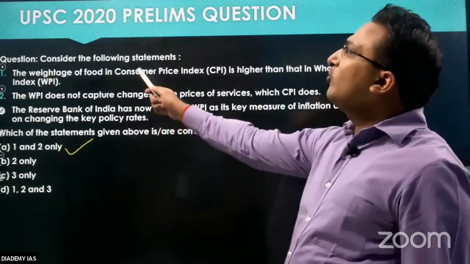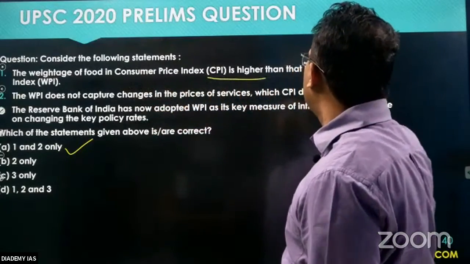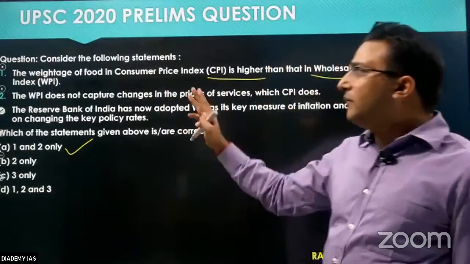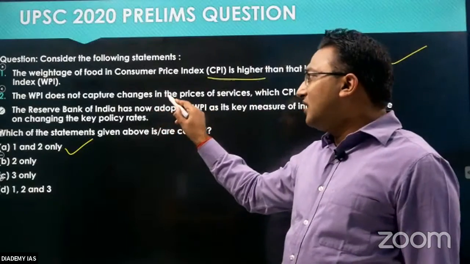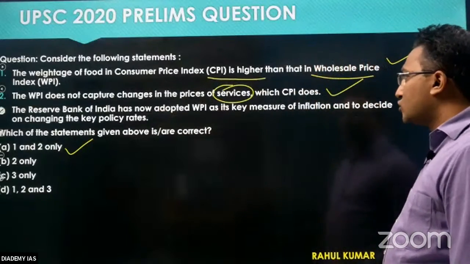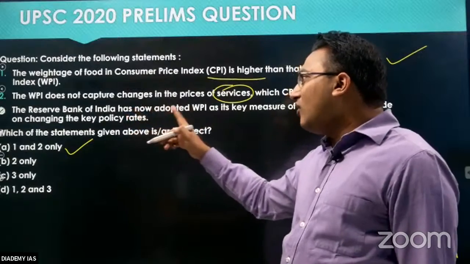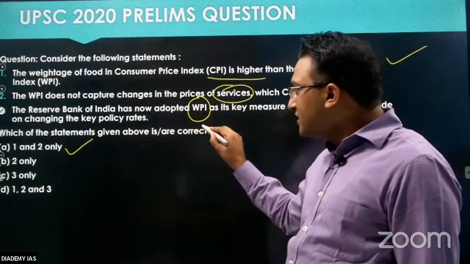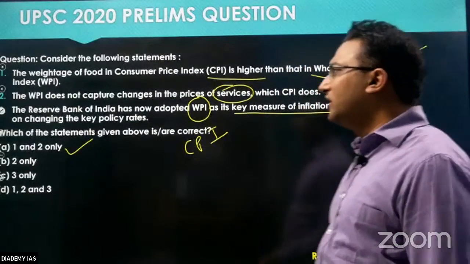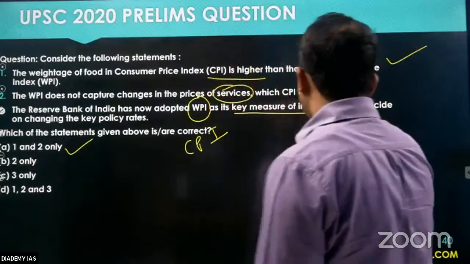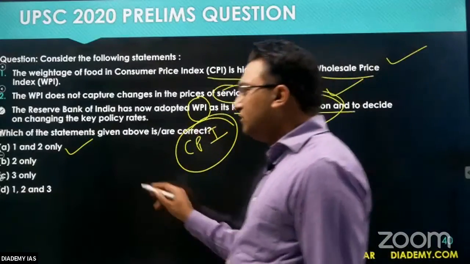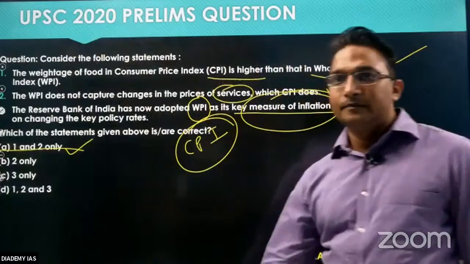Statement 1: weightage of food in the CPI is higher as compared to the WPI. This is right, because in consumption the food share will be more. Number 2: WPI does not capture change in the price of services. Yes, because in WPI we only take goods, not services. So this statement is also right. Statement 3: Reserve Bank of India has now adopted WPI. This is wrong, it has now adopted CPI as the key measure of inflation and to decide on the key policy rate. So for inflation targeting, it has now adopted CPI. Okay. So the answer is options 1 and 2 only, option A, right?